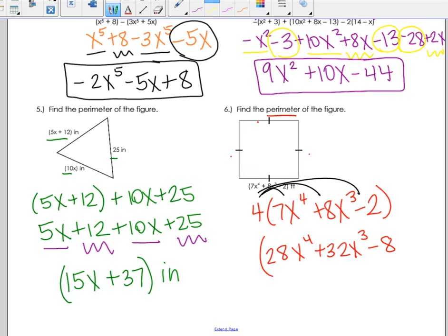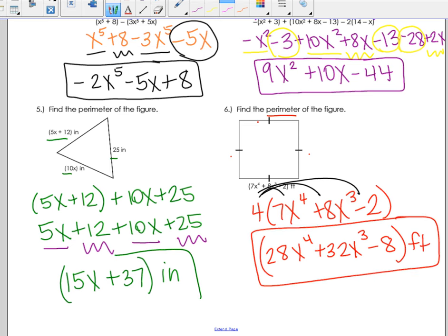Again, we need to give it some context. That, in this case, is feet, and that's your final answer. Okay. So when I'm asking for perimeter, all I'm asking is that you add up all the sides and then don't forget to give it some sort of context, inches, feet, etc.